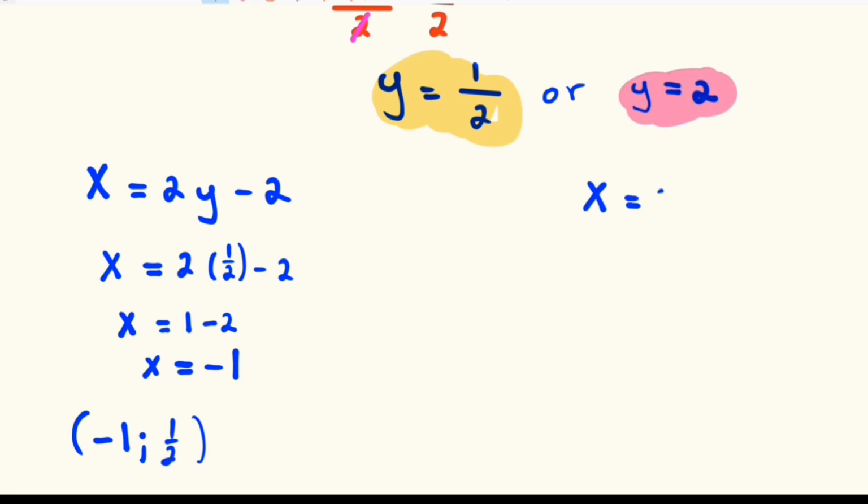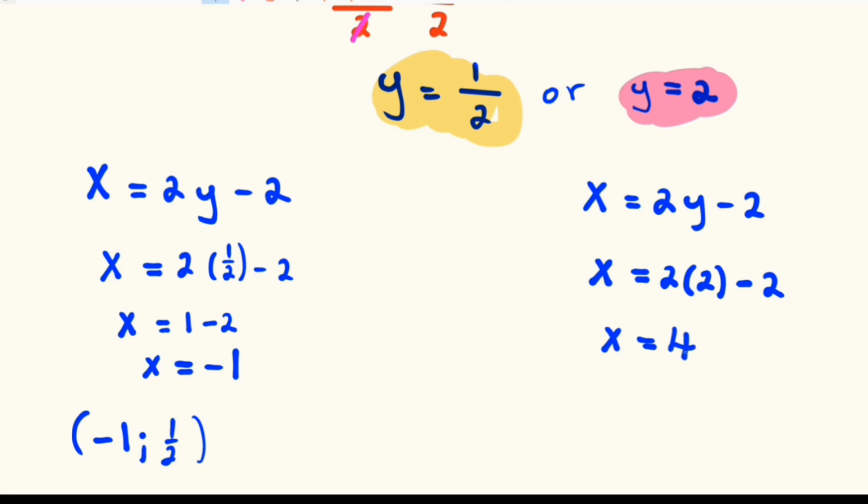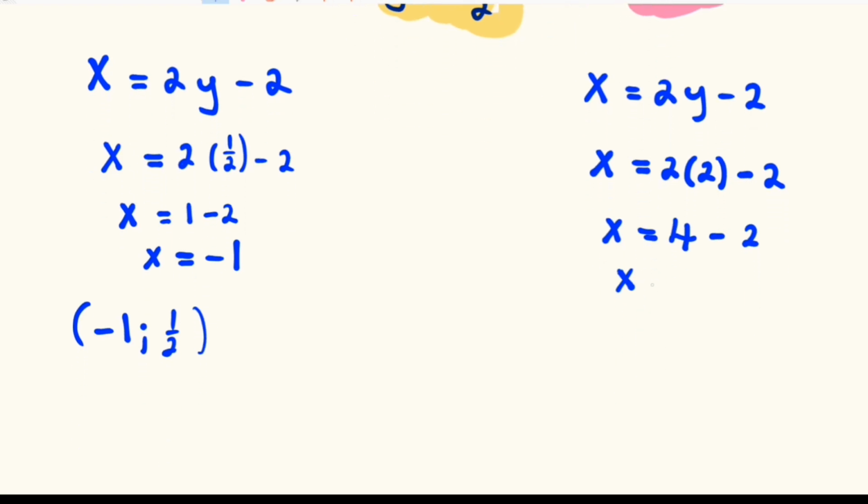So our x is equal to 2y minus 2. And in the place of the y, let's go and substitute the 2. X will be equal to 2 multiplied by 2, which is equal to 4 minus 2. So our x will be equal to 4 minus 2, which is equal to 2. So when x is equal to 2, the y is also equal to 2.